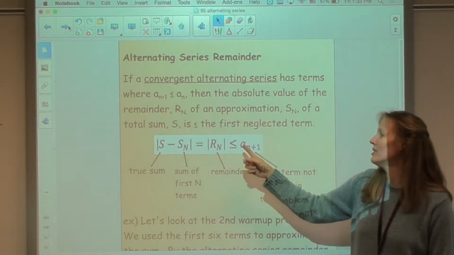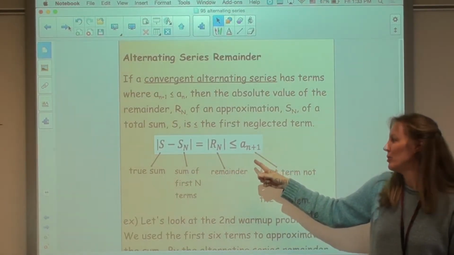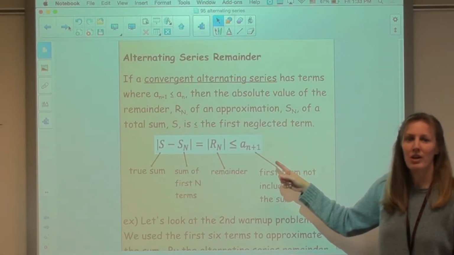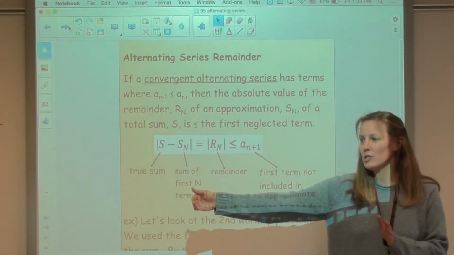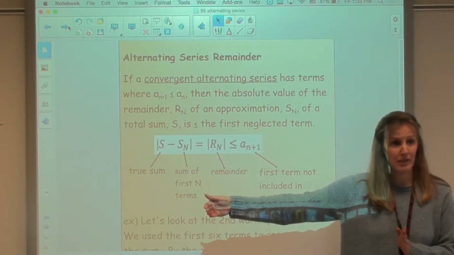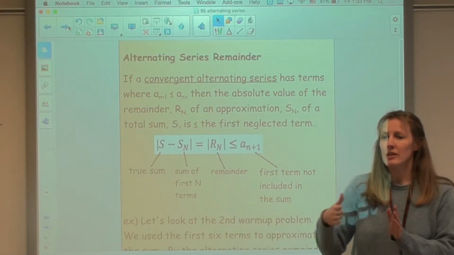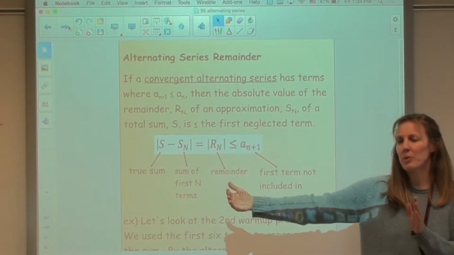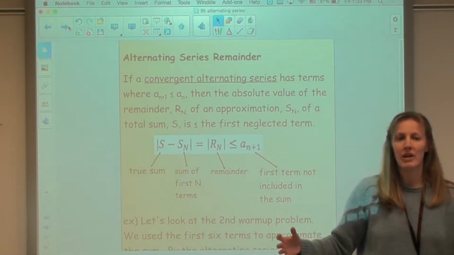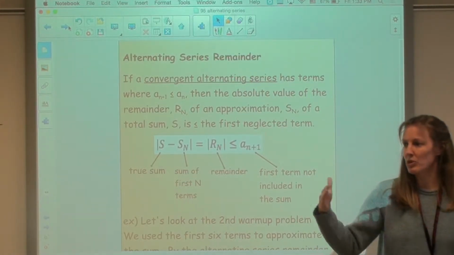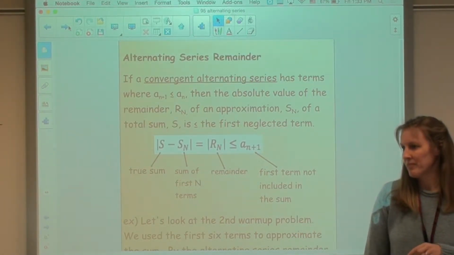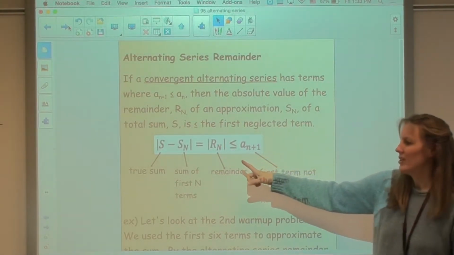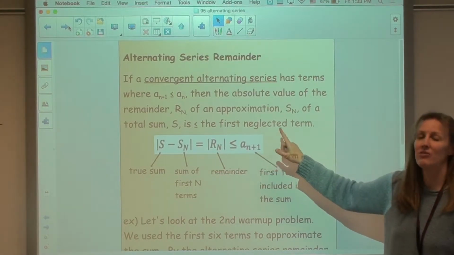The remainder is always less than or equal to the next term. So, if I sum the first 10 terms of an alternating series, the partial sum I have is within the amount of the 11th term away from the true sum. I didn't say that well. Okay, so the remainder is always less than or equal to just the value of the next term.